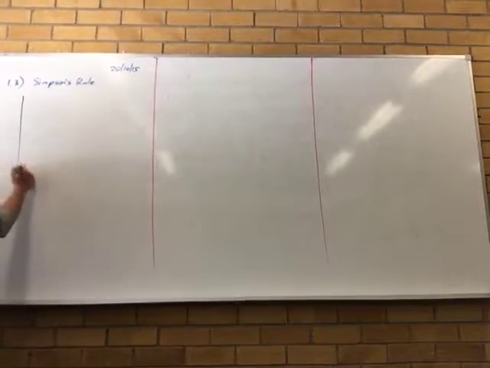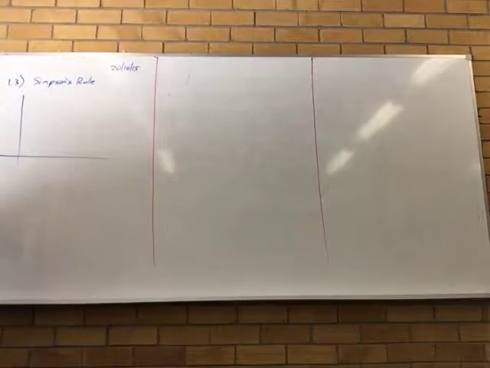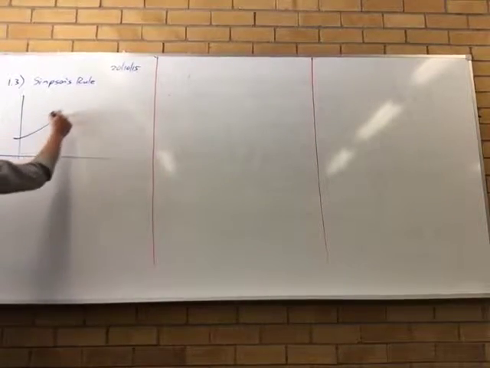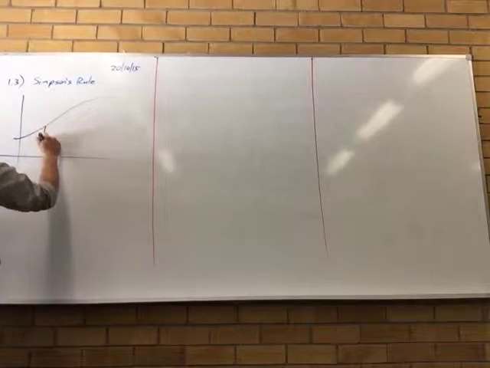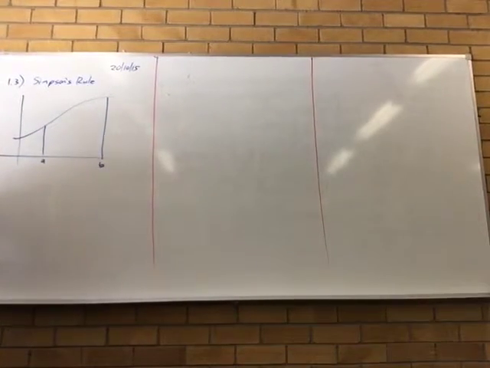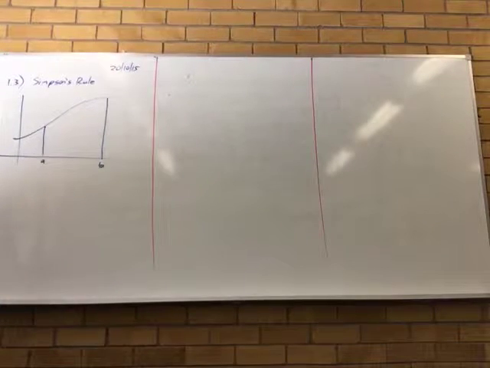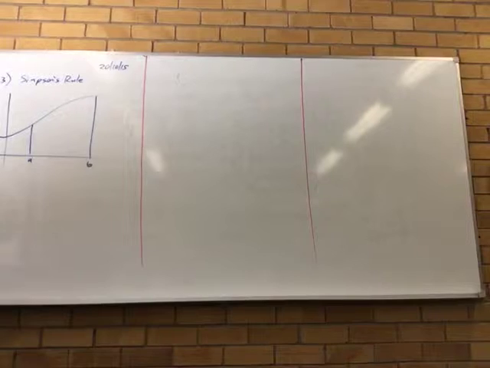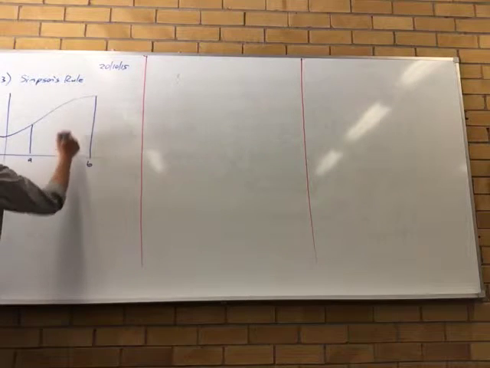In other words, you've got some function of x between a and b, and we want to find the area underneath the curve. Simpson's rule allows us to create an arc. So we get halfway between.